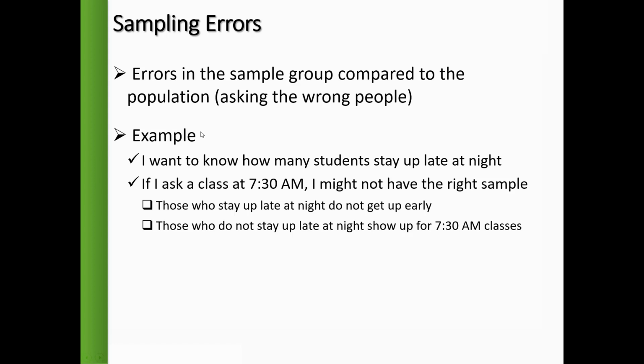So at 7:30 a.m., I go out and do my survey. Well, the people that are going to answer that survey, I'm not going to have the right sample. Those who stay up late at night tend not to come to class early. Right? So I'm not going to find the people that I need to do this survey. And that would be a sampling error.